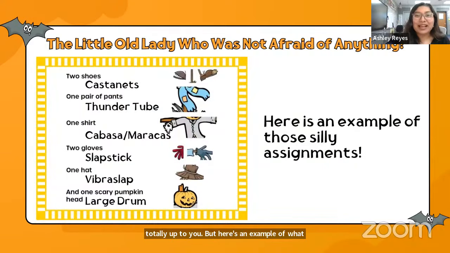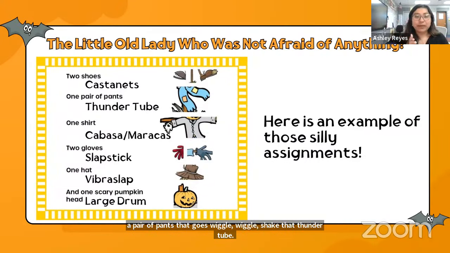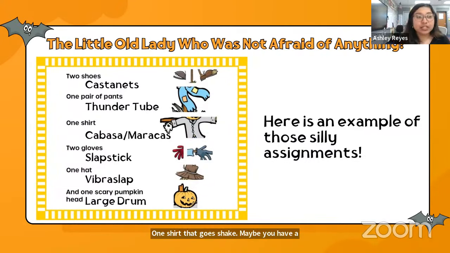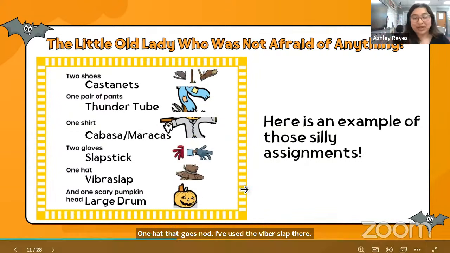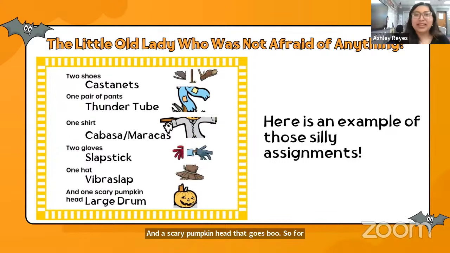So the two shoes that go clomp, clomp, those castanets, a pair of pants that goes wiggle, wiggle, shake that thunder tube, one shirt that goes shake, shake, maybe you have a cabasa or some maracas, two gloves that go clap, clap, you can use that slapstick, one hat that goes nod, nod, I've used the vibra-slap there, and a scary pumpkin head that goes boo, boo. So for that one, usually a large drum, it just feels right. So that's usually how I pair it if I'm using instruments. That's usually going to be second, third graders.